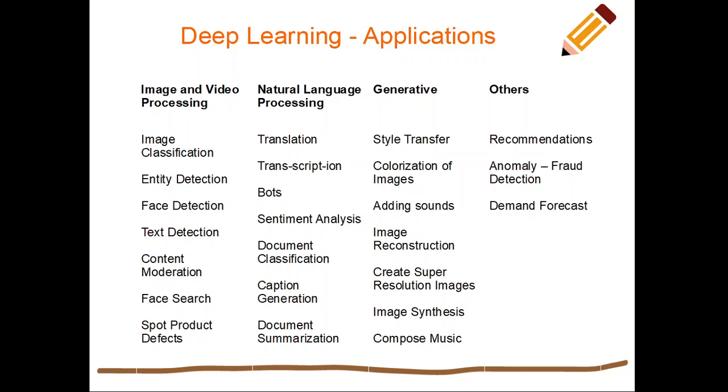Image synthesis, so generating totally new kinds of images. The network will learn and then try to generate something on its own. There have been attempts to compose music also using the generative networks.